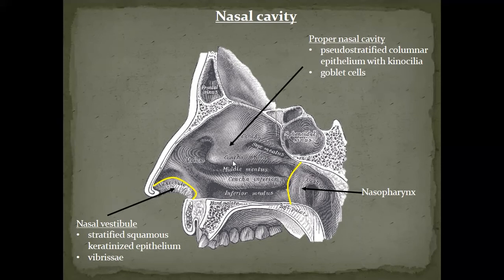Behind the nasal cavity proper, we have the pharynx, and to be more precise, this would be the so-called nasopharynx. The opening between the nasopharynx and the nasal cavity proper is the so-called choana.